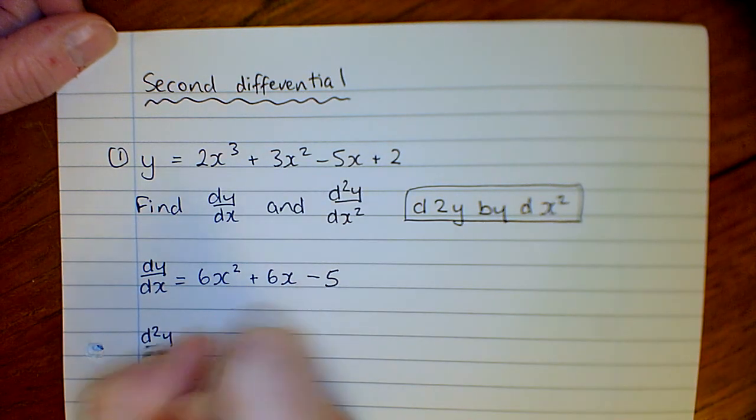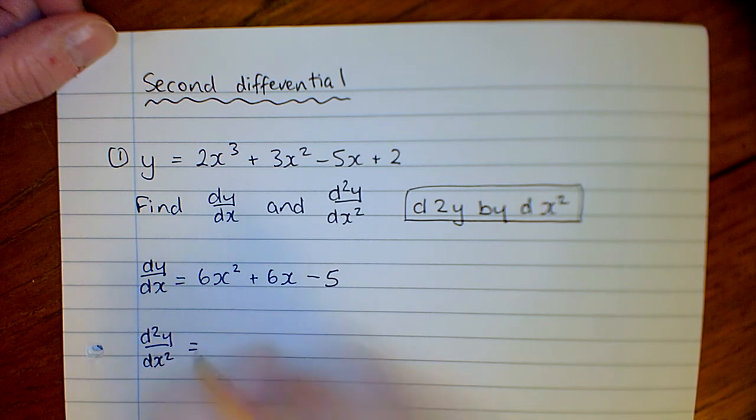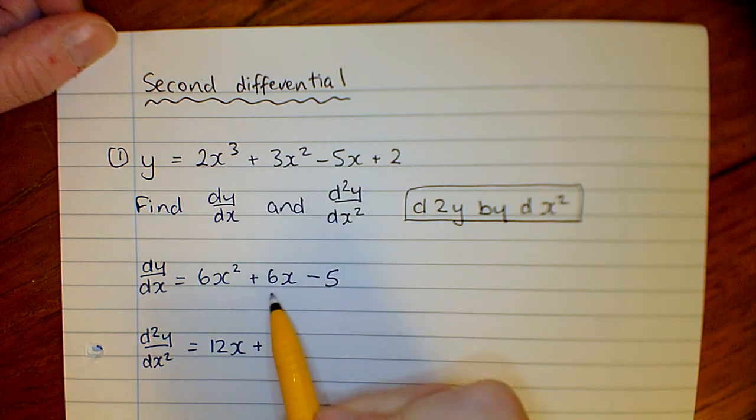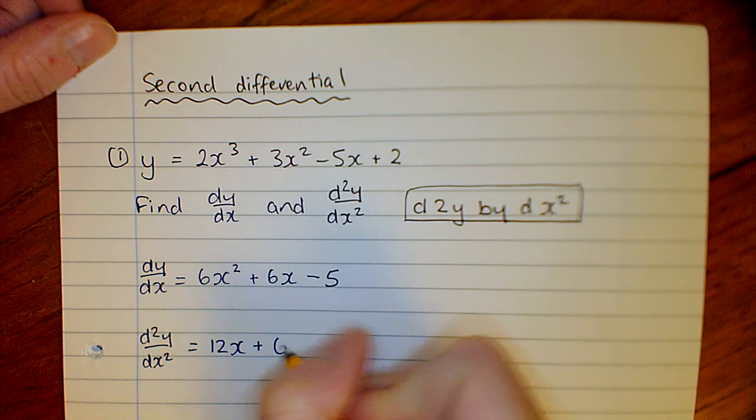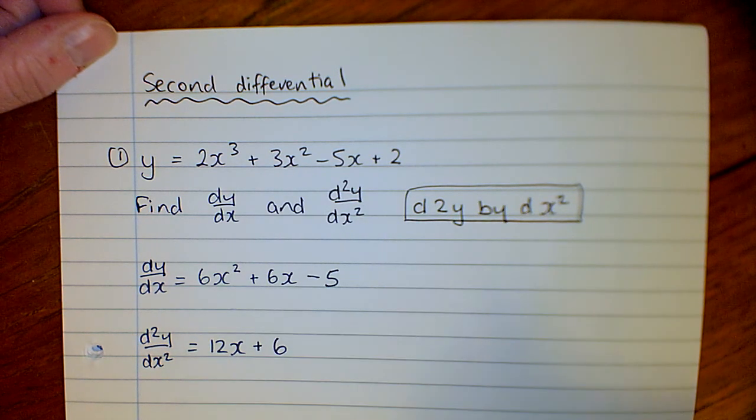Then differentiate again to get d2y by dx squared. So 2 times 6 is 12. Take 1 away, it would just be 12x to the power of 1. Differentiate 6x, we get 6. Differentiate minus 5, we get 0.